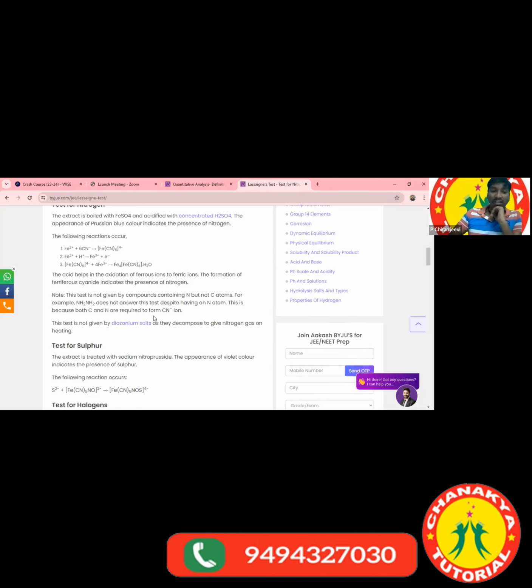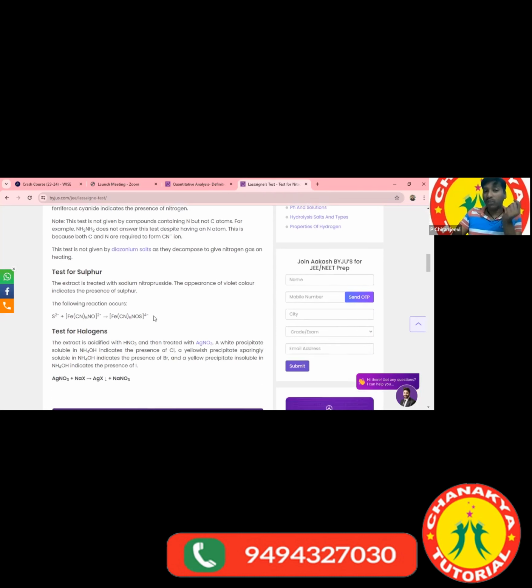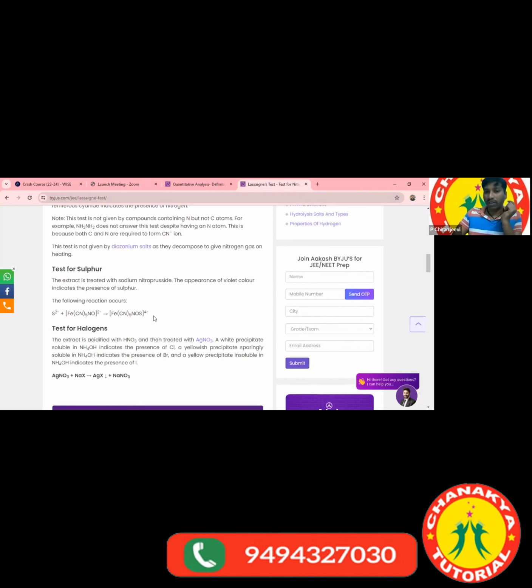Okay, and the second test, detection of sulfur. First we take 1 ml of the sodium extract in a test tube. To that we add sodium nitroprusside. Whenever you add sodium nitroprusside, it gives a violet color complex. If you get a violet color complex, that indicates the presence of sulfur.